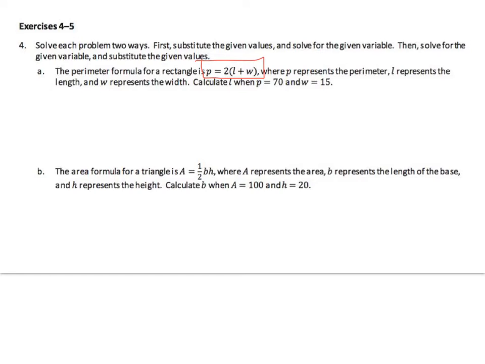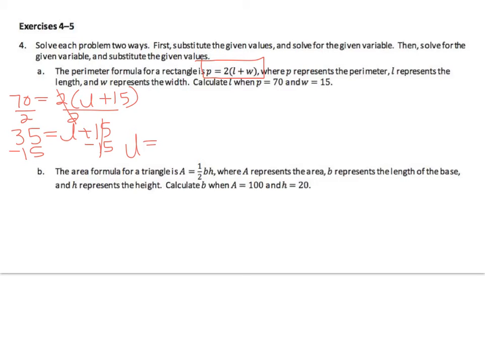So first I'm going to plug everything in and solve for it. So I've got 70 equals 2 times (L plus 15). Let's see, I'm solving for L. 35 equals L plus 15. Subtract 15 from both sides. L equals 20.